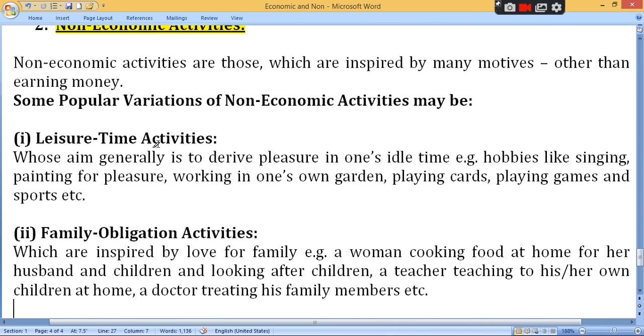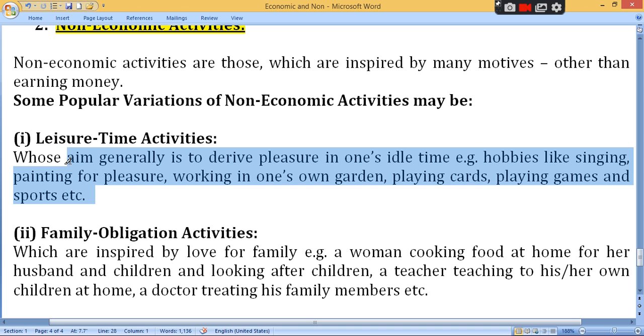Here is leisure time activity. Leisure means like for happiness. Clear? Its aim is generally pleasure and happiness in one's idle time. Idle time means your free time. Clear? So you obtain happiness and pleasure through hobbies like singing, painting, working on one's own garden, playing cards, playing games, sports. Clear? All of this is considered activity for pleasure and happiness. Your main objective is to obtain pleasure and happiness. Non-economic activity means social welfare, human welfare.